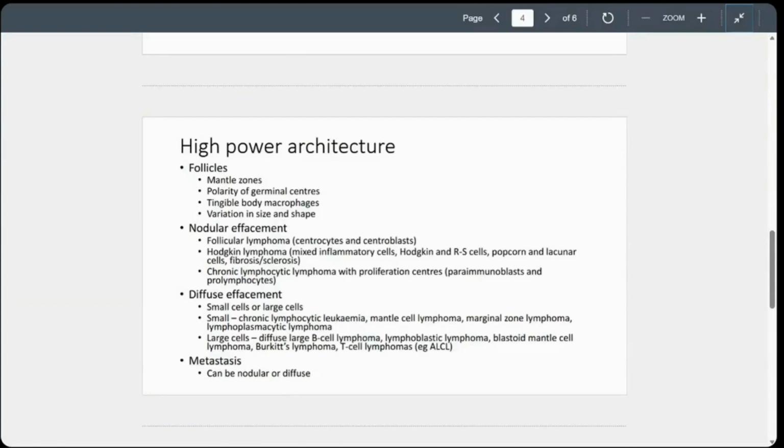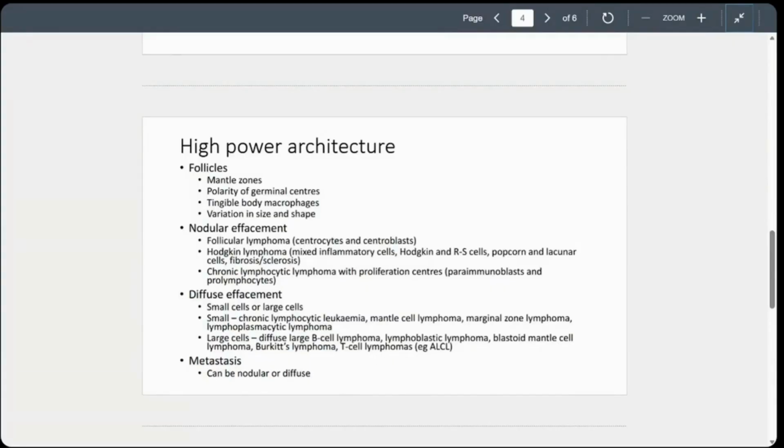I've only seen it once or twice. Do the follicles vary in size and shape? In a reactive one, they will generally be variable. If there's a nodular effacement, you can get nodules.